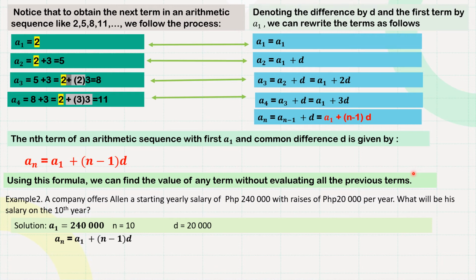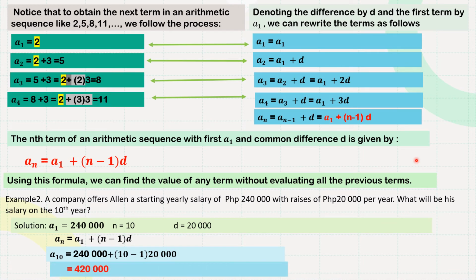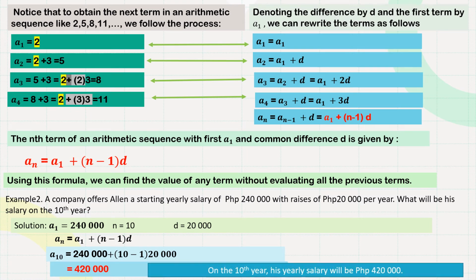So, formula uli. Tapos, substitute lang natin ang given sa formula. Tingnan nyo, ang n pinalitan ng 10, ang a sub 1 pinalitan ng 240,000. 10 uli para sa n. Tapos, ang d ay 20,000. After substitution, simplify natin. Ito ay 9 times 20,000 plus 240,000. So, ito na yung magiging sweldo niya sa ika-10th year niya sa company na nag-offer sa kanya. Next example.